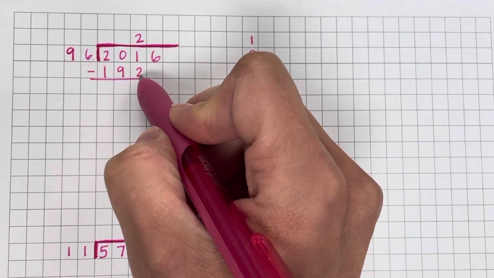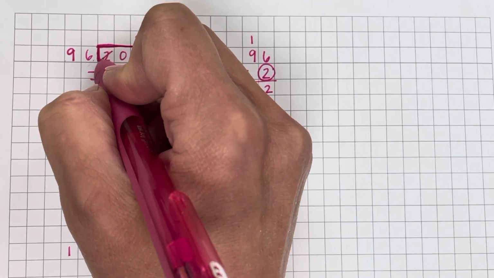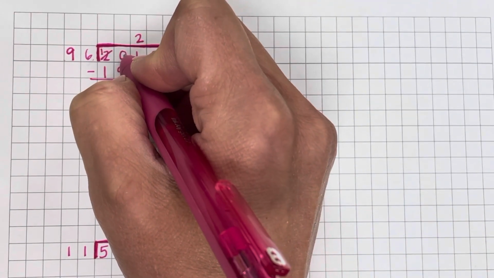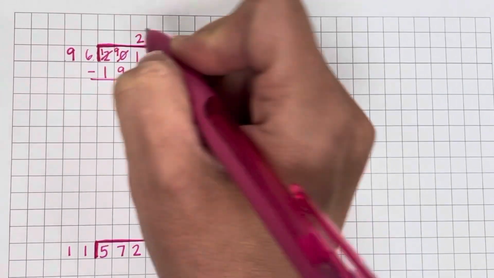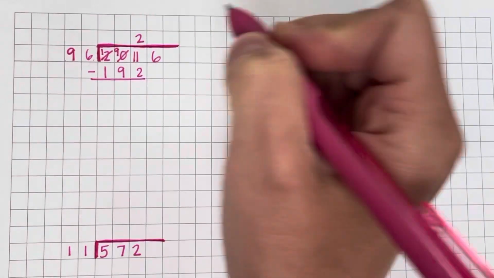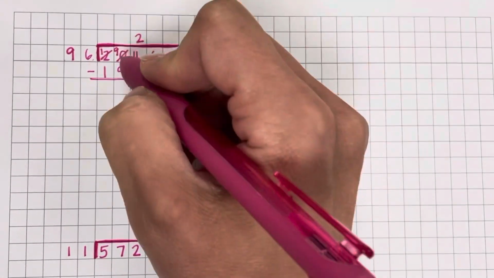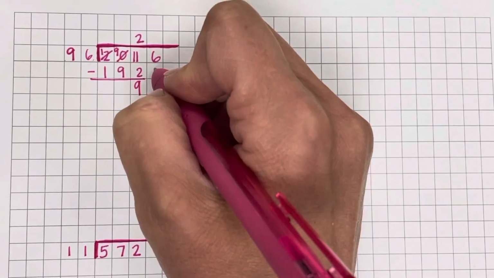I can't do 1 minus 2, so I have to borrow, but I can't borrow from a 0. So I have to borrow from the 2. That becomes a 1. That can make this a 10, but I've got to borrow from that 10, so it's going to become a 9, and that makes this one an 11. 11 minus 2 is 9. 9 minus 9 is 0. 1 minus 1 is 0.